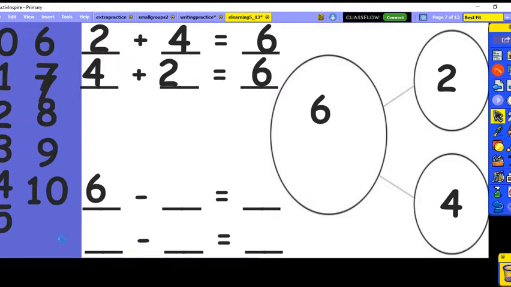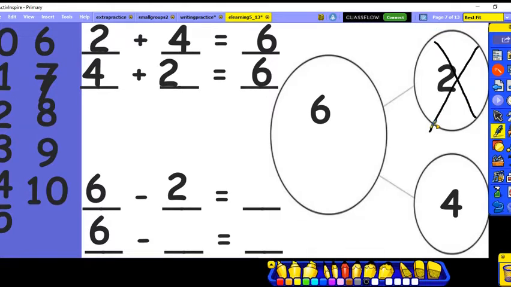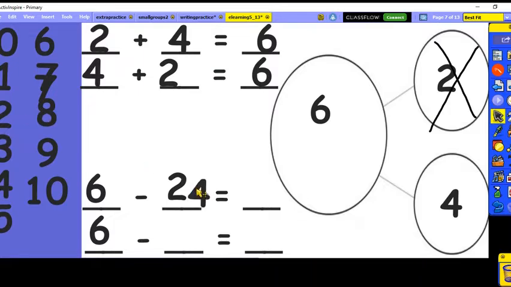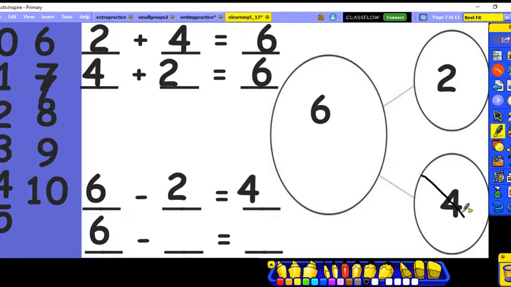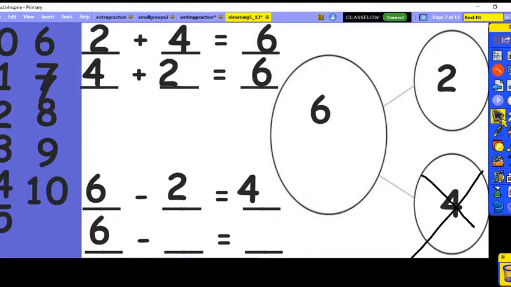Our total is 6. We're going to take each part away and we'll get the other part. 6 minus 2. So we're going to take this part away, taking 2 away. How many are left? 6 minus 2 equals 4. That's right. And then now let's take the other part away. 6 minus 4. How many are left? The other part, that's right. So 2. 6 minus 4 equals 2.